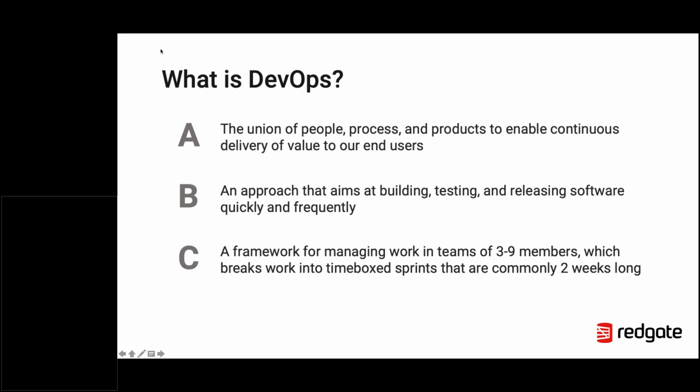Or is it B, an approach that aims at building, testing, and releasing software quickly and frequently? Or is it C, a framework for managing work in teams of 3 to 9 members, which breaks work into time-boxed sprints that are commonly 2 weeks long? I've got a lot of jargon on this slide, so I just want you to mentally commit to an answer, A, B, or C, and then we're going to go ahead and look at the next slide.